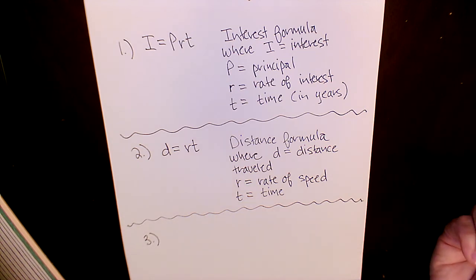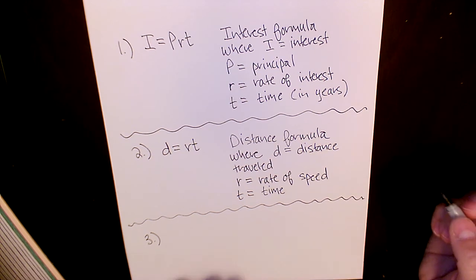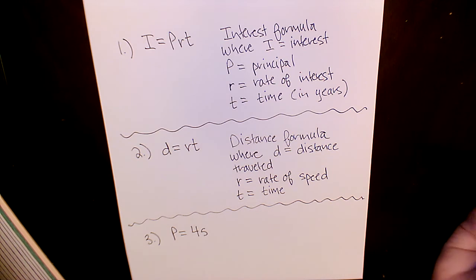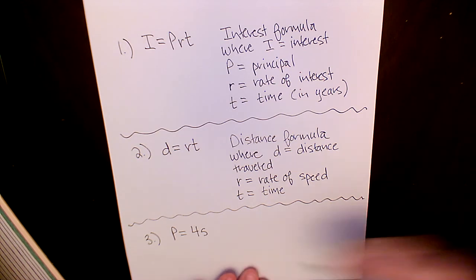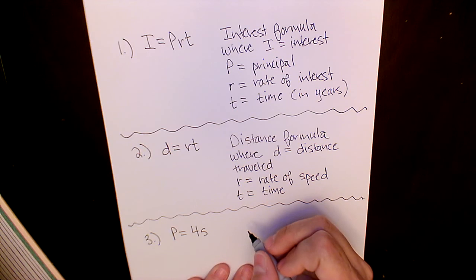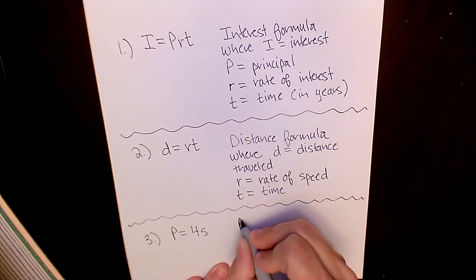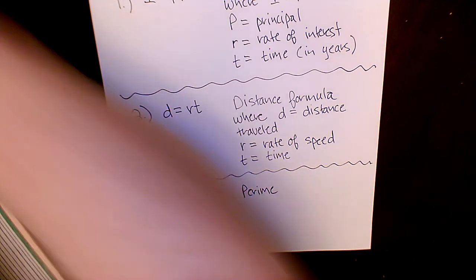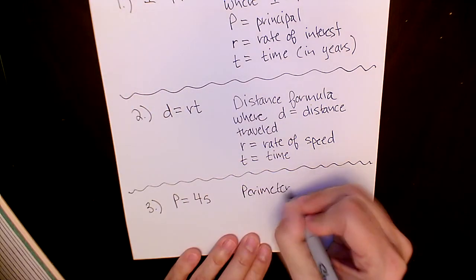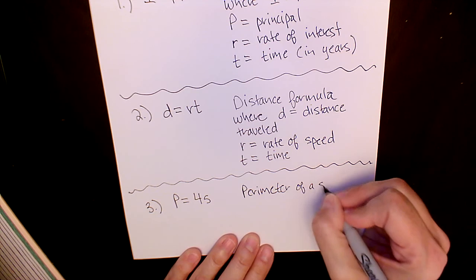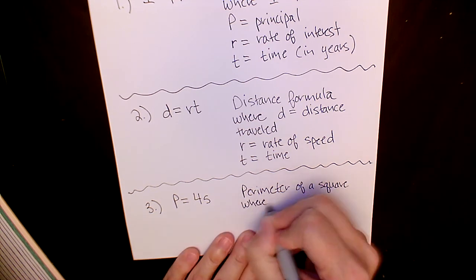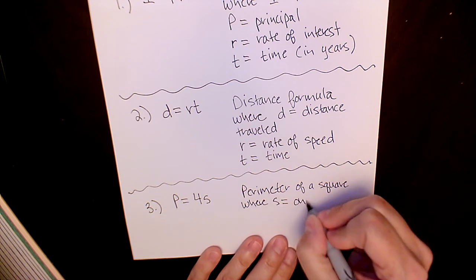Okay, this one isn't in the blue box, but I still think you should know it, and that is P equals 4 times S. We use this to find the perimeter of a square, where S is one side of the square.